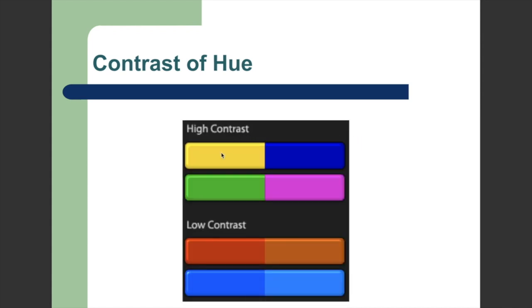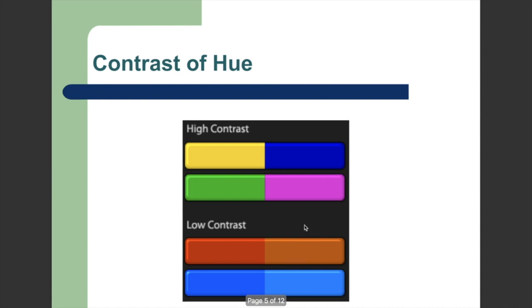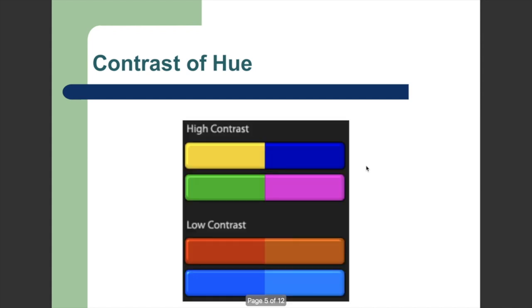Okay, so let's look at these colors. This color has a hue of yellow, this color has a hue of blue. So they have high hue contrast. So yellow and blue are far from each other on the color wheel. Okay, green and this has a hue of red violet. Okay, these colors, green and red violet, are far from each other on the color wheel. So they have high hue contrast.